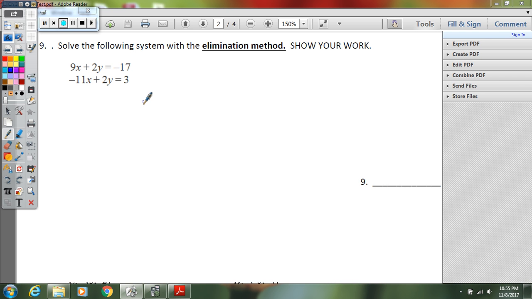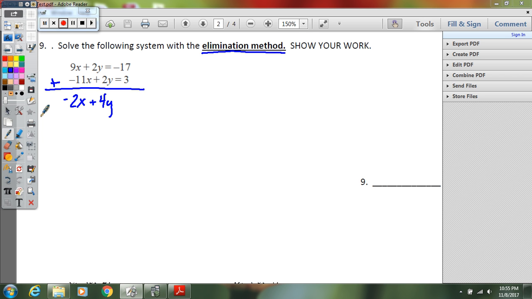Number 9 says solve the following system with the elimination method. Guys, remember elimination method is where you are going to line the two equations up and then you want to add them to get a variable to cancel. Well, guys, if I line these up right now and say add, is a variable going to cancel? 9 plus negative 11 is negative 2x, and 2 plus 2 is a 4y.